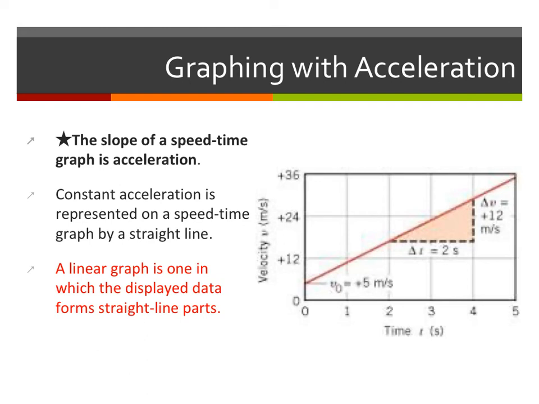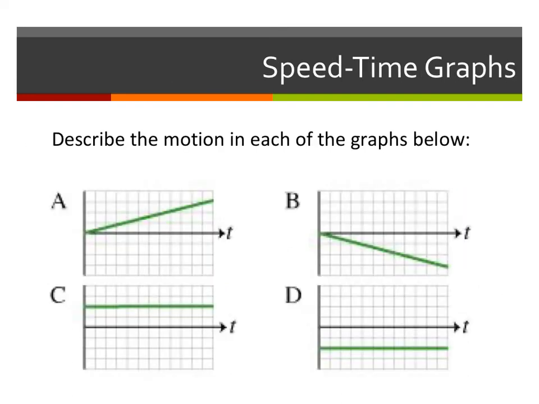You notice the difference between a linear graph, which creates a line, and a nonlinear graph, which is a curve. A linear graph is one in which the displayed data form straight line parts. So just like the word line is right there in linear, it makes a straight line. So these 3 graphs are all velocity versus time graphs.